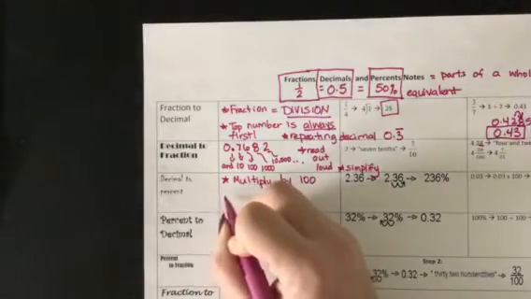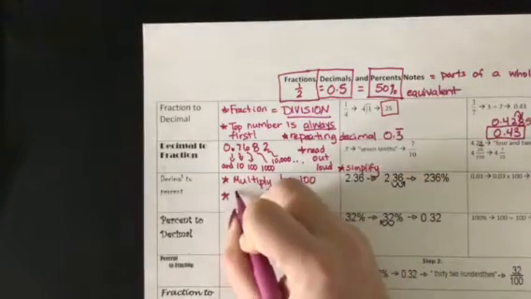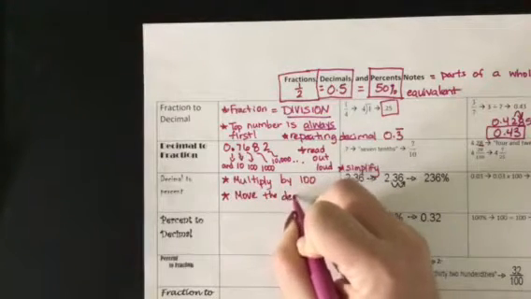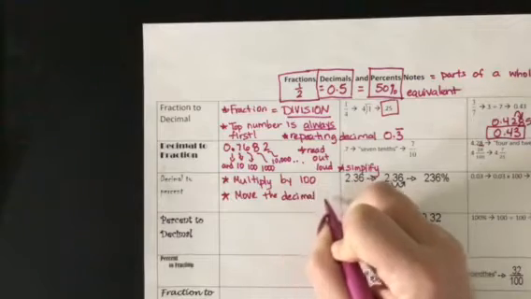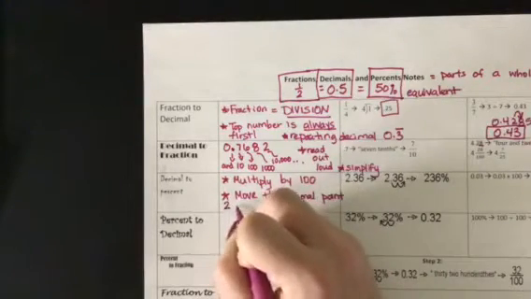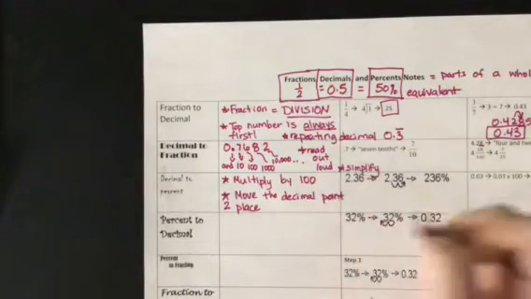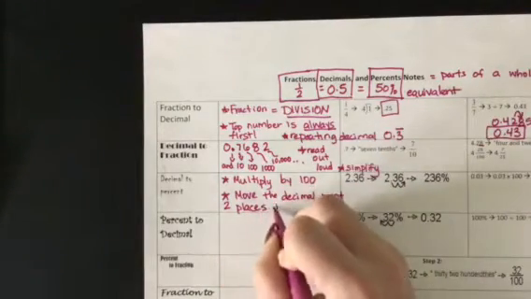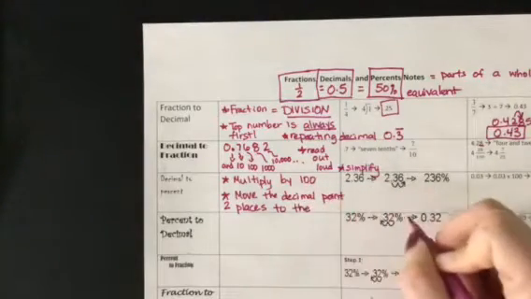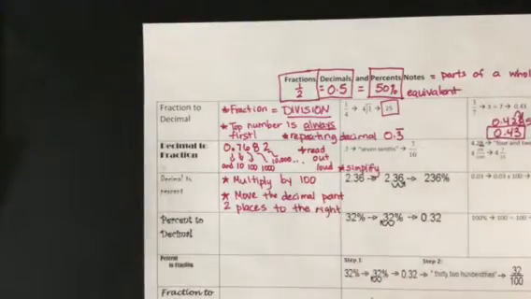So essentially we can do that two ways. We can either use our calculator or we can move the decimal point two places because we're dealing with the number 100, 2 zeros, so 2 places. And since we're multiplying, we're going to be getting a greater value. So we're moving it 2 places to the right.